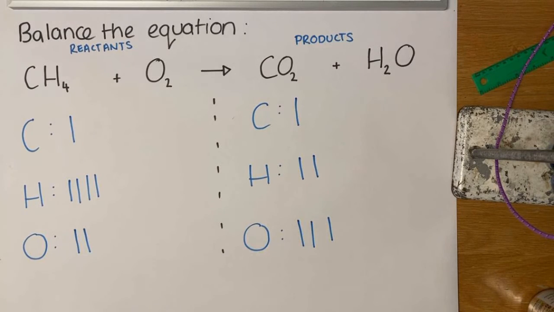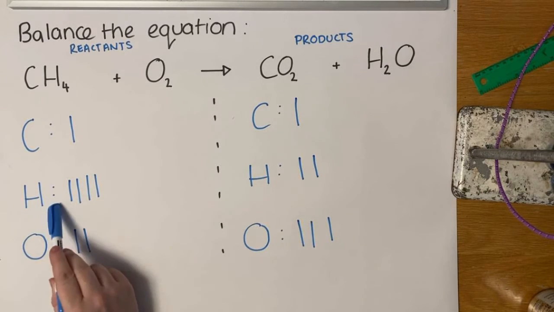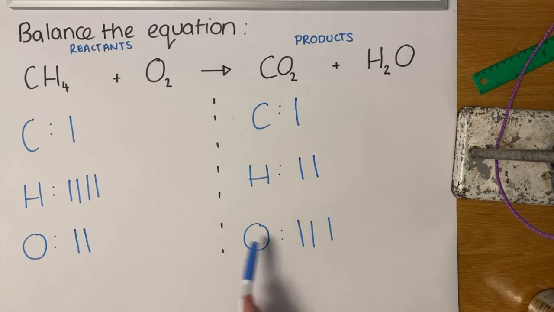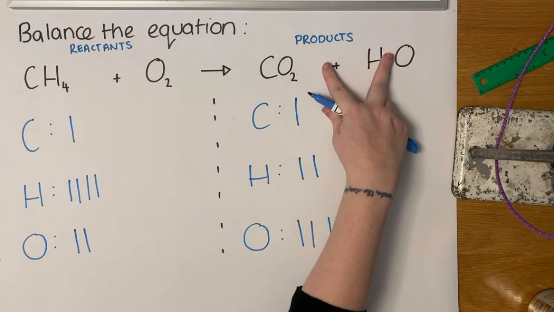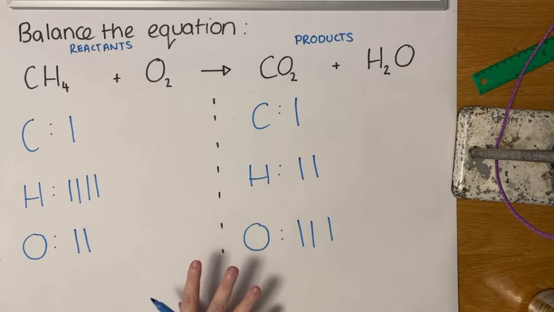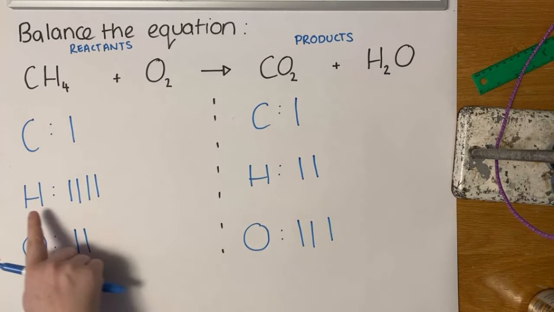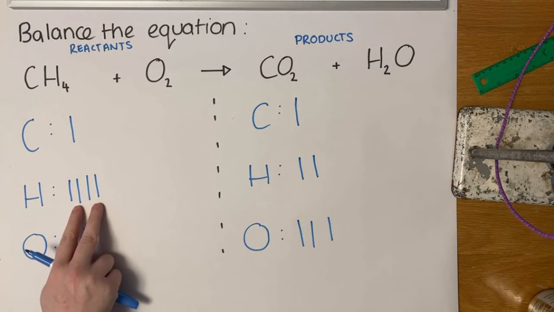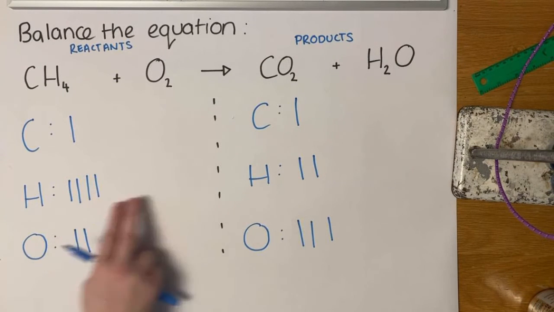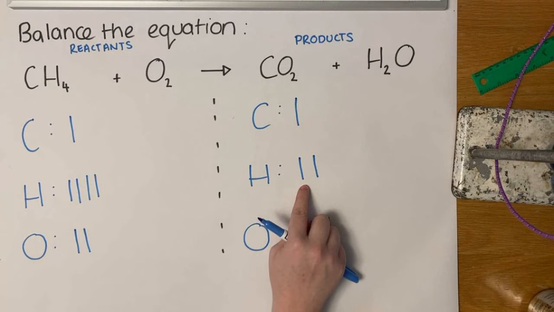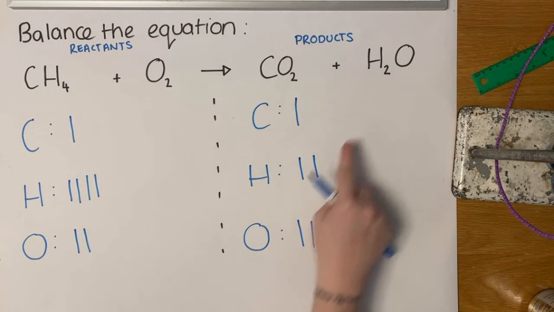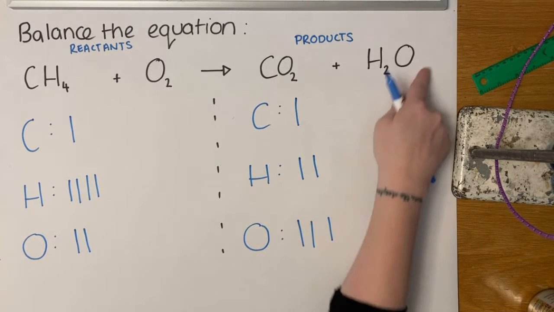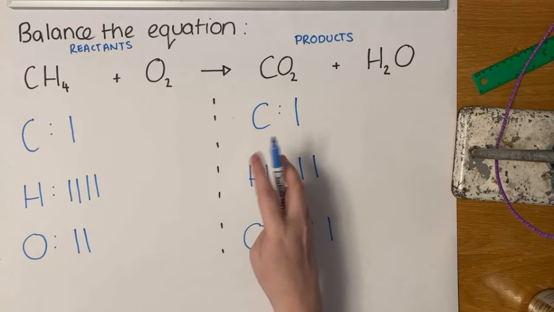lots of oxygen. So I've tallied everything up, and what I'm looking for is the things that aren't the same, the things that don't balance. So at the moment, hydrogen doesn't balance and oxygen doesn't balance. Now, because oxygen's in 2 of my different products, that's going to be harder to deal with, so I'm going to deal with the hydrogen first. Now, I've got 4 lots of hydrogen in my reactants at the moment, but only 2 lots of hydrogen over in my products. Now, the hydrogen exists over in this water over here in H2O.